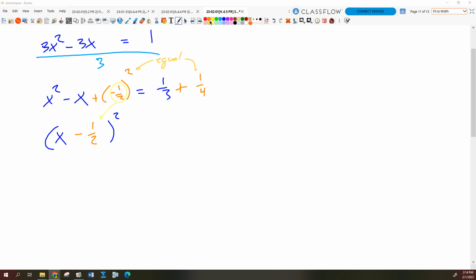On the other side, we're going to get 1/3 plus 1/4. Well, 1/3 is how many twelfths? 4. Okay, 4 twelfths, agreed? Multiply top and bottom by 4. Plus 1/4 is how many twelfths? 3 twelfths, which is 7 twelfths, right? Okay, now what?